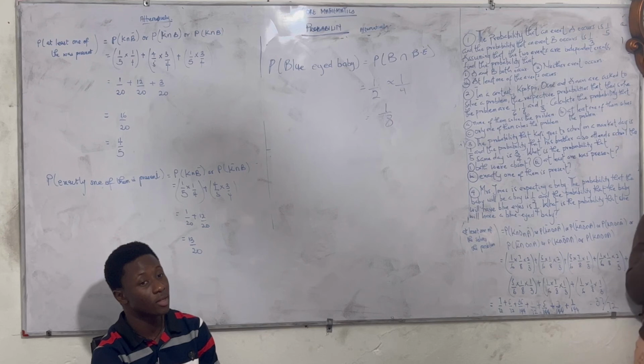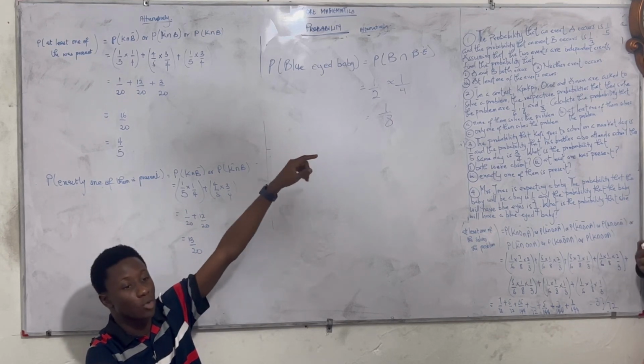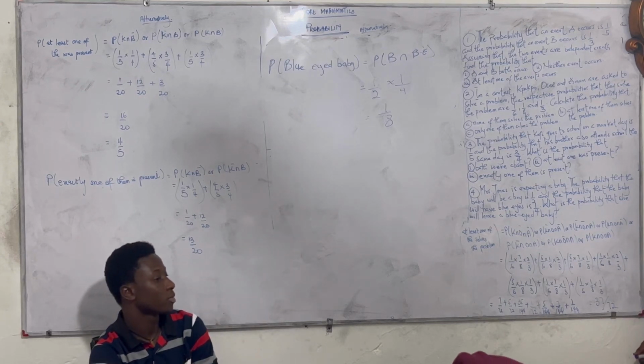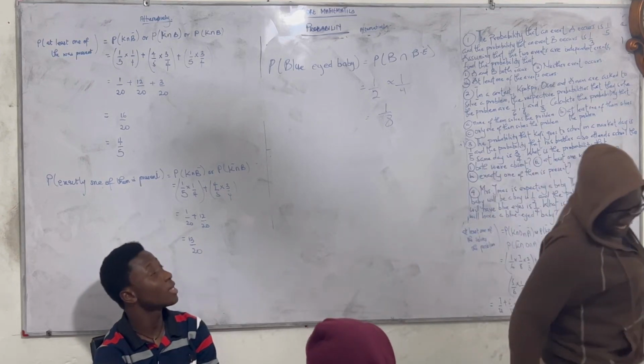Do you understand what she's saying? Probability that the baby is a boy and then has blue eyes. Yeah. Case closed. But in the exam, who understands this?